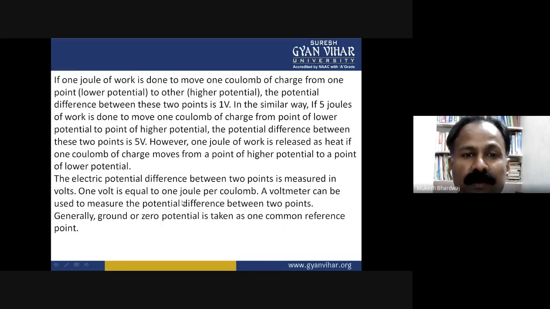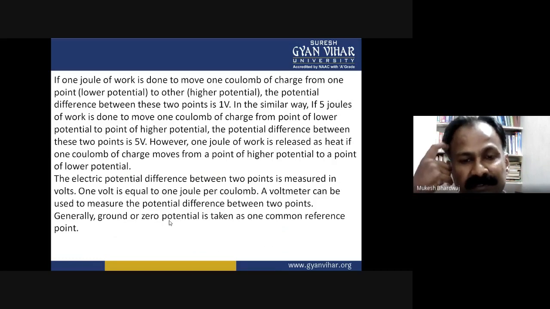If 1 joule of work is done to move 1 coulomb of charge from one point to the other, the potential difference between these 2 points is 1 volt. In a similar way, if 5 joules of work is done to move 1 coulomb of charge from a point of lower potential to a point of higher potential, the potential difference between these 2 points is 5 volts. However, 1 joule of work is released as heat if 1 coulomb of charge moves from a point of higher potential to a point of lower potential.